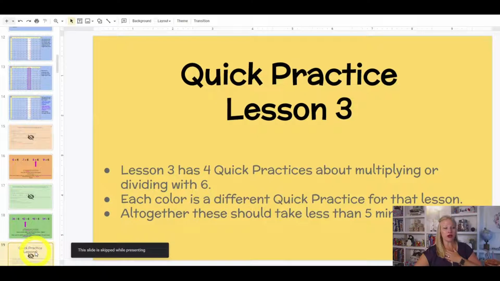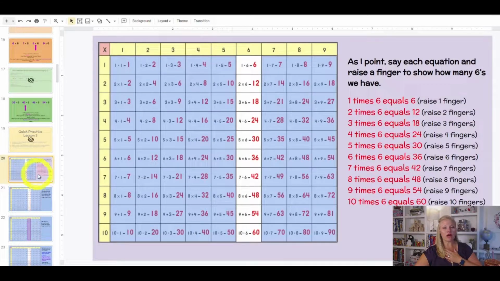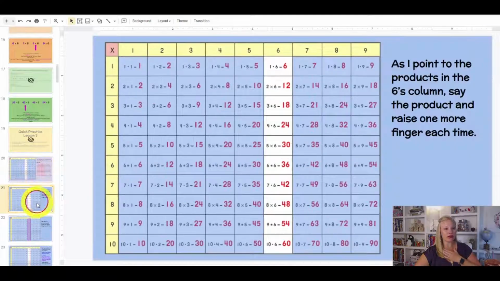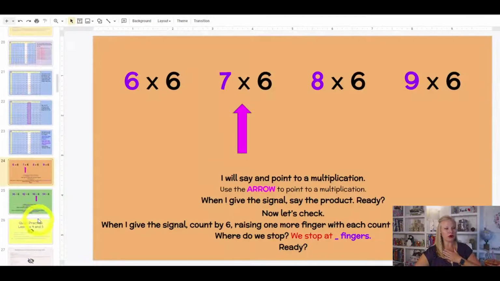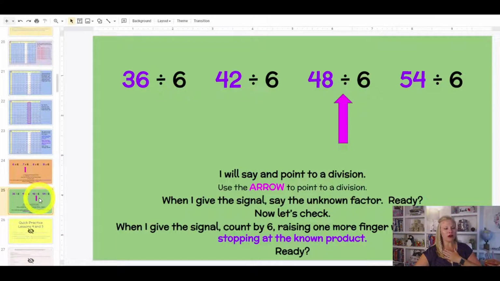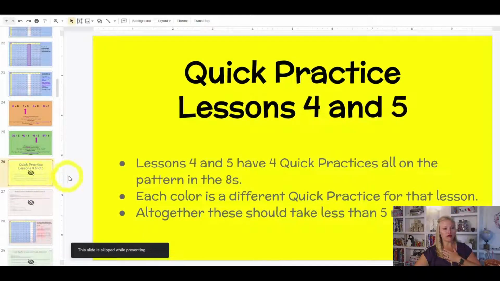You get to lesson 3, and we're going to continue the same work, but now we're on 1 times 6, so it's the same thing. Everything is the same. This all feels the same. We do our groups of, and we do our division. So nothing really changed here. Let's go to lessons 4 and 5.